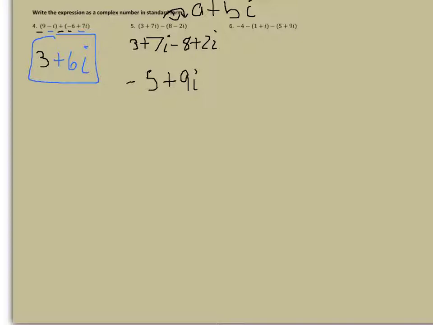So go ahead and press pause. Take a minute. Try to do this last one on your own. Okay. Hopefully you did. The first thing I would have done is distribute the negative. So I would have got negative 4 minus 1 minus i minus 5 minus 9i. Negative 4 minus 1, negative 5 minus 5, negative 10 minus 10i. Okay. So just add the real numbers together. Good. Add the imaginary numbers together. Good.